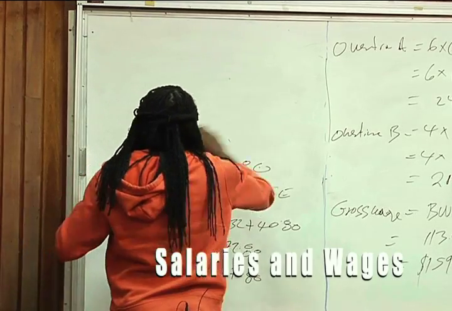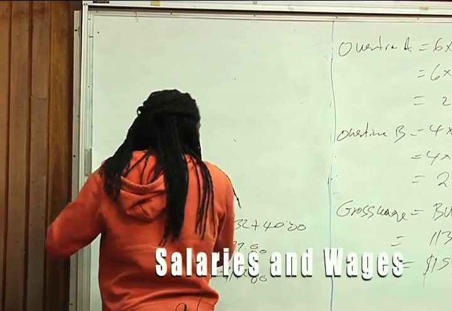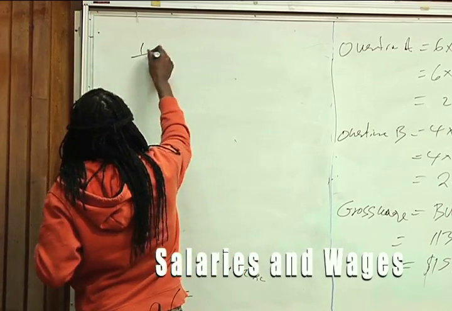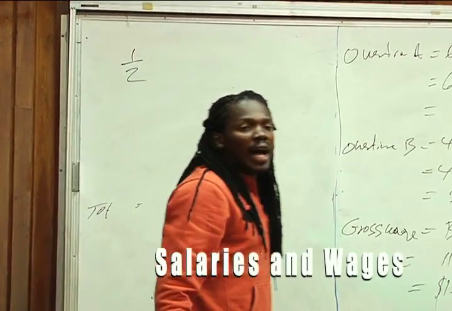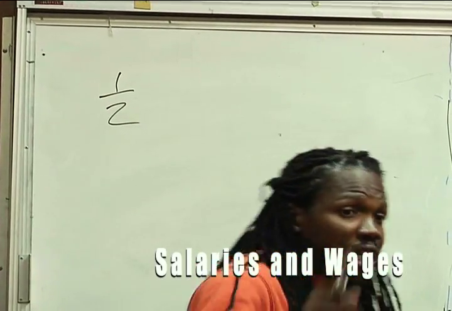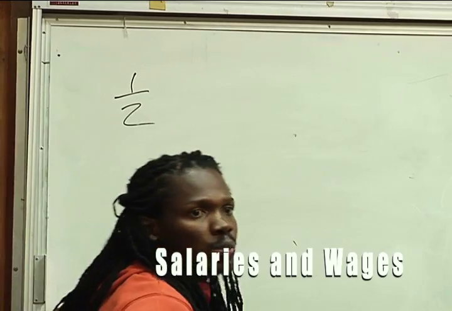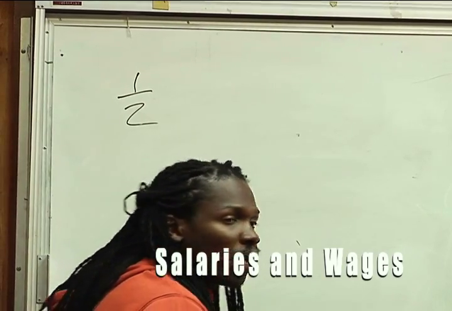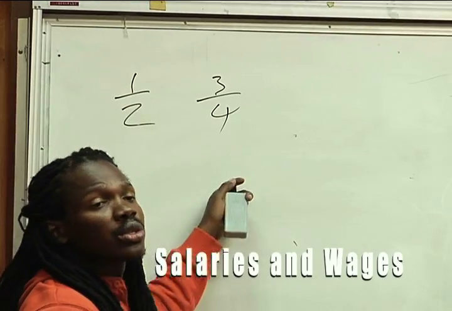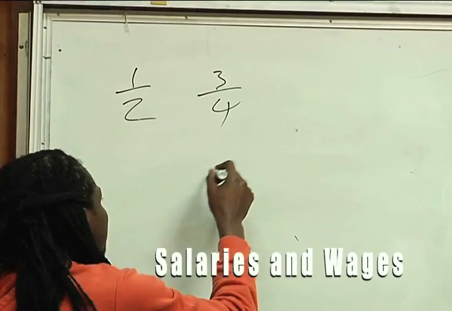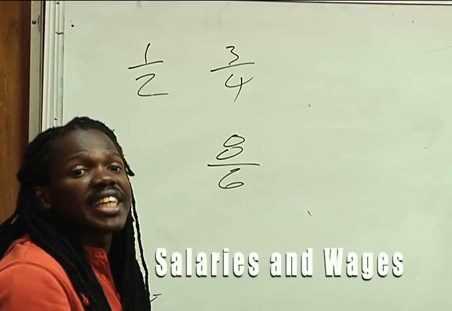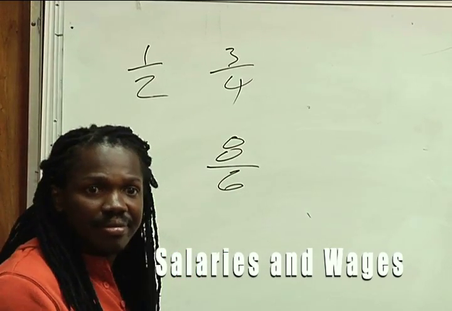You know what this means? It means 0.5. It means 50%. But it also means 1 out of 2. What does this mean? 3 out of 4. And what does this mean? 8 out of 6. That is why it's called an improper fraction.